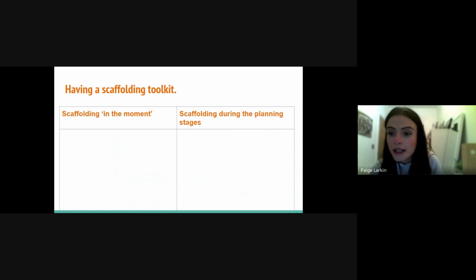So what I'd like everyone to do is, and this works better, by the way, if you are in your subject or phase or key stage teams. So if you do need to move to those groups, please do. I think it works so much better if you're sat with people that either teach the same key stage, the same phase, the same subject as you.